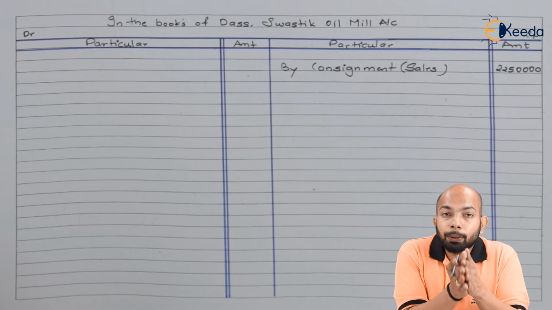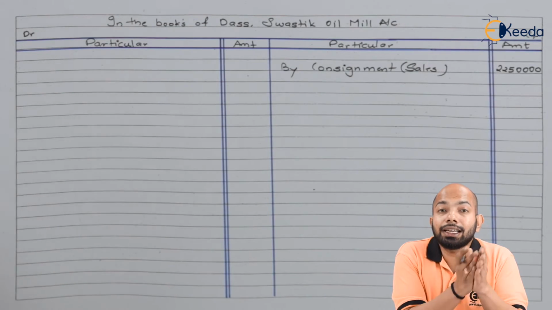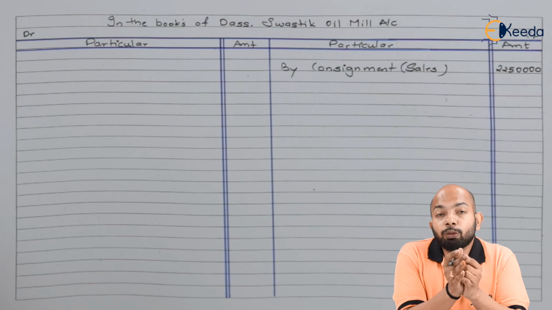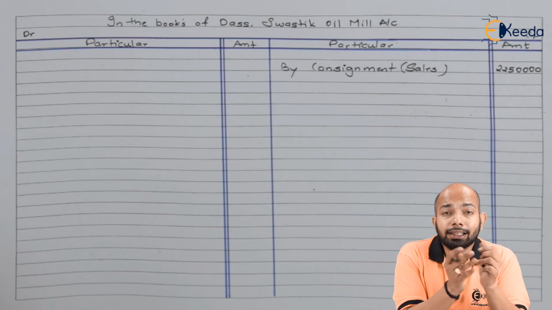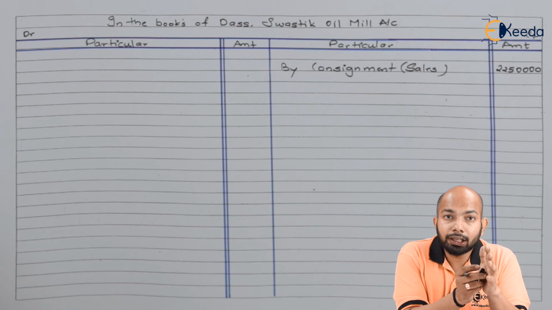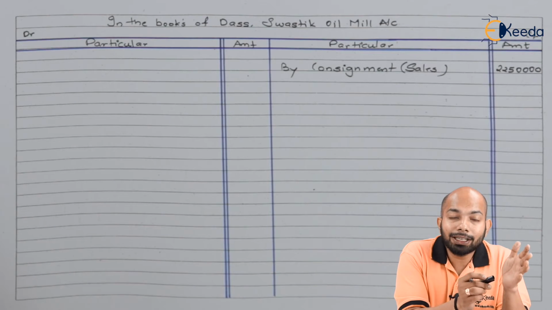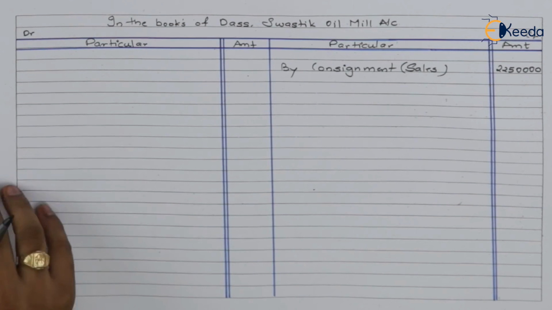Now the one that we are preparing right now is in the books of the consignee, the consignor's account. Not the consignment account, it is the consignor's account. So accordingly we have to pass the sales entry, or rather any entry related to it. Whatever consignor's account that we are preparing here, if there is a sale, then it is on the credit side. If there is an expense, then it is on the debit side.